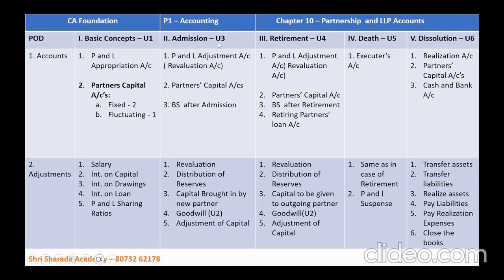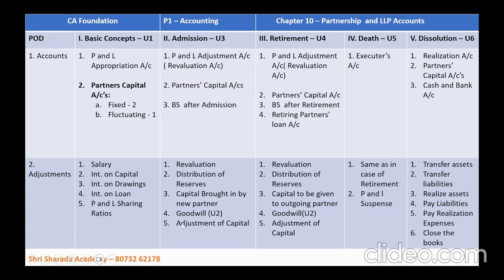Admission of a partner. In case of admission of a partner, we prepare 3 accounts. One is profit and loss adjustment account, which is also known as revaluation account. Kindly know that profit and loss appropriation account and profit and loss adjustment account, again they are different. Here it shows how the profit has been distributed. Here it shows whether a firm has earned profits or incurred losses on reassessment of assets and liabilities on admission of the partner. And we prepare partners capital accounts and balance sheet after admission. These are all the 3 accounts we need to prepare.